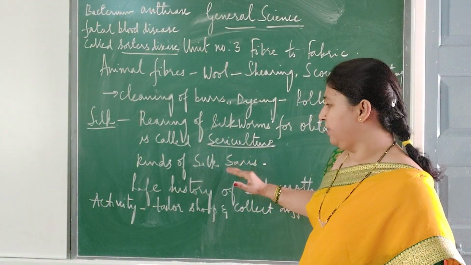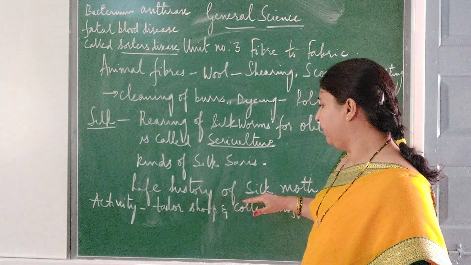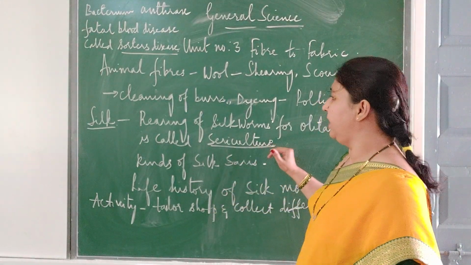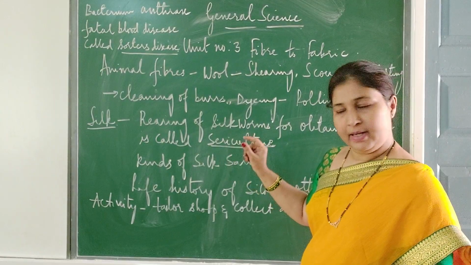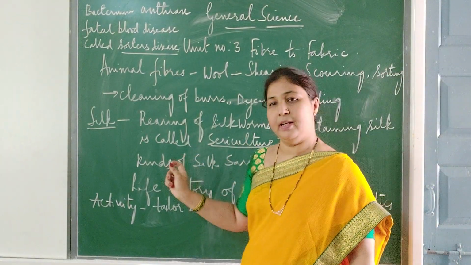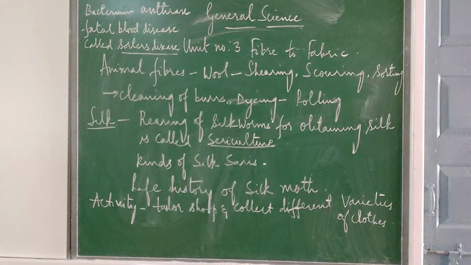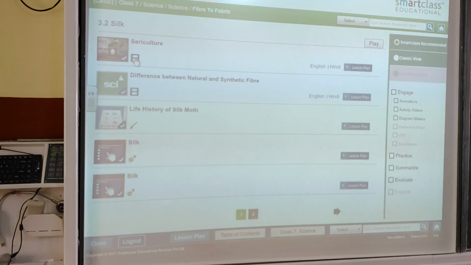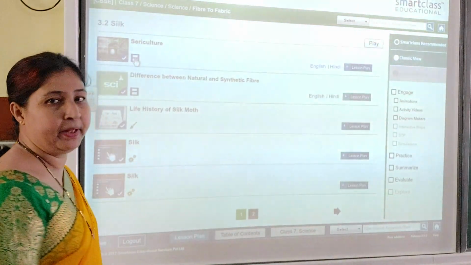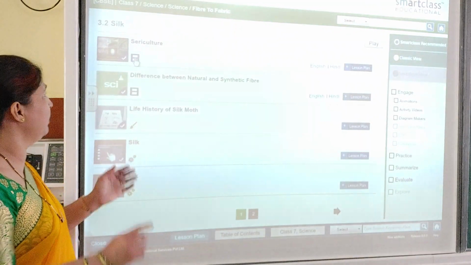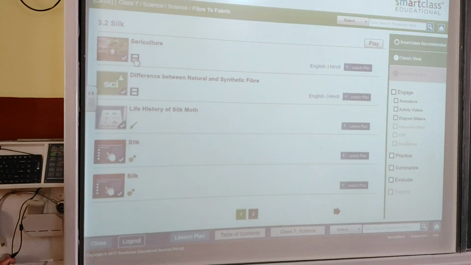So now in this, we will first study about the life history of the silk moth, how the silk is obtained from the animal, that is the silk moth. Okay children, I said what is Sericulture. Sericulture means rearing of silkworm for obtaining the silk. Now let us see through the smart board.